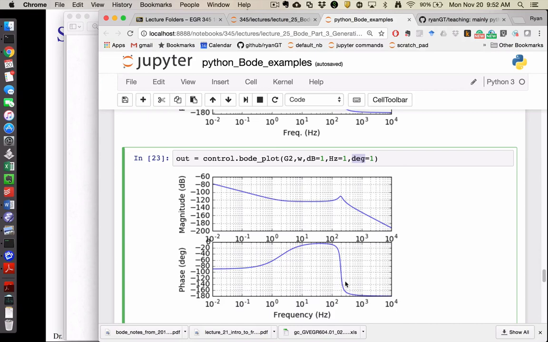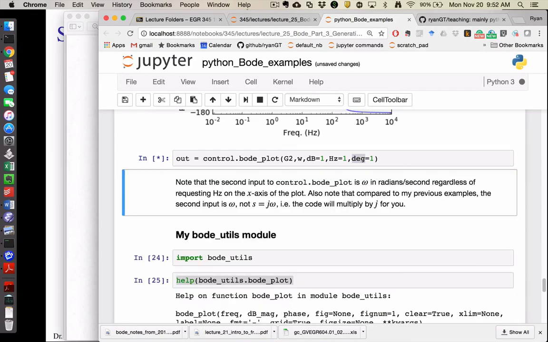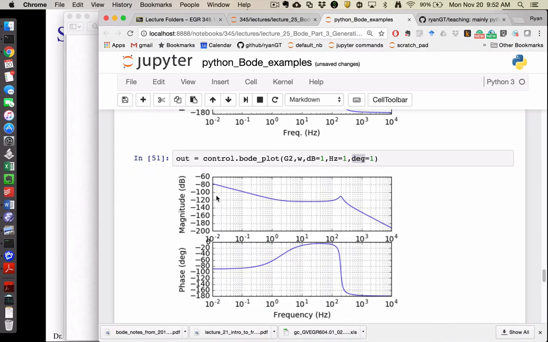That's mostly a joke. Okay, so that works, and in one line, you have this fantastic-looking Bode plot. There's other options. You could just do help control.bode_plot and find out what your other options are, although I kind of like this grid thing they got going on.